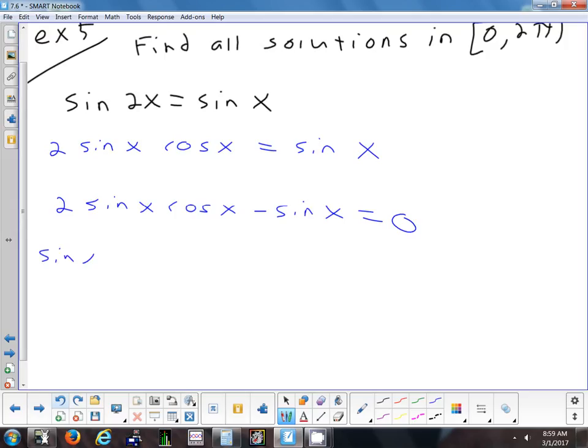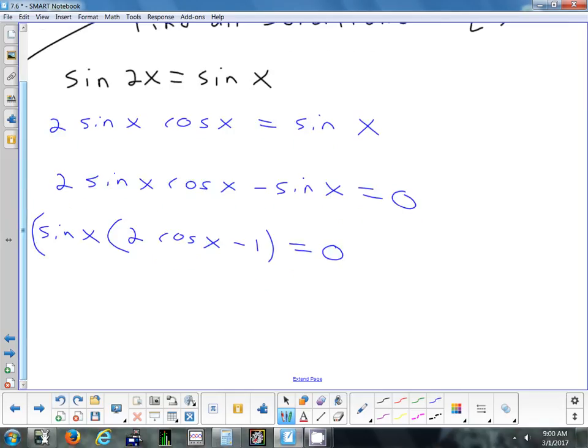Okay, if we factor that out of the first term, what are you left with? 2 cosine x. And what about the second term? Minus 1. And that's really the hard part. So now we've written it as something times something equals 0. So what do I do with each factor? Set them equal to 0.